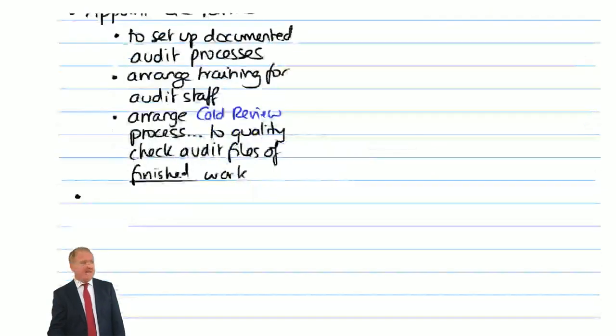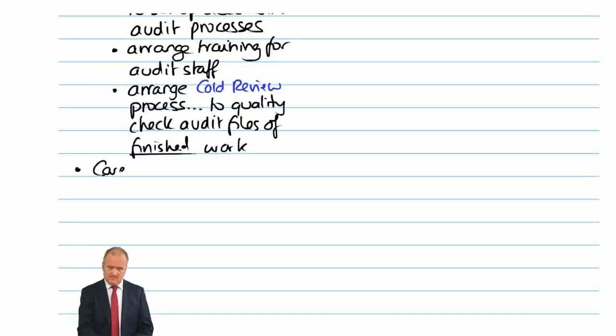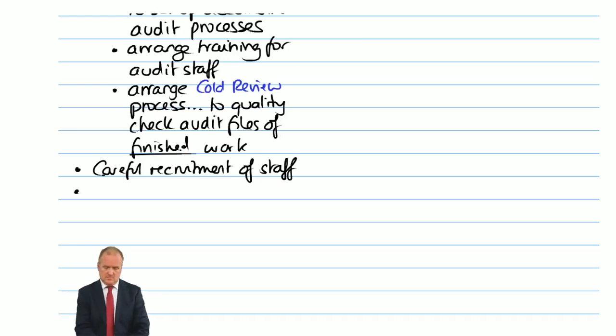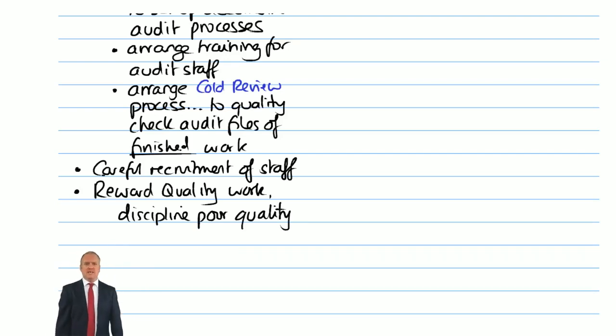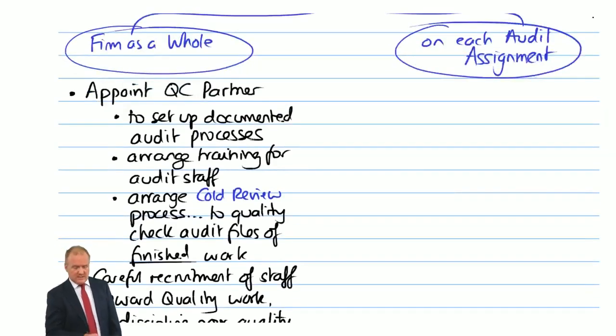Other ways that audit firms can achieve quality. Be very careful who you hire. Reward quality work and discipline poor quality, and the message soon gets out that if it's not quality, we're not interested, and that will help create a culture of top quality work. Now, she might ask about that. What was asked in the September paper, though, was on the other side of the screen.